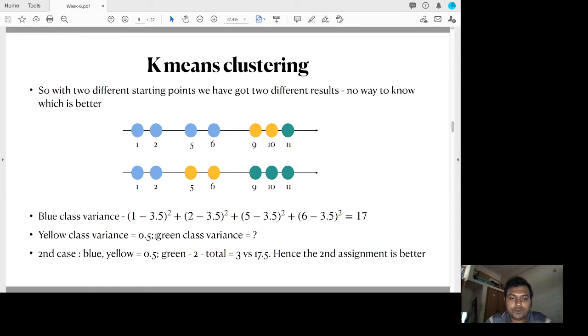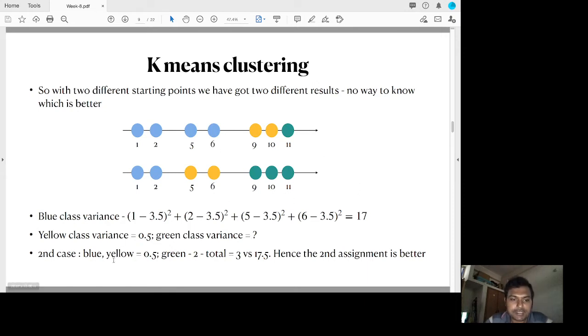Okay, so in this way, what will be the green class variance? Can somebody say? For the top diagram? 0. Correct. It will be 0 because there is only 1 point, so there will be no variance for the green class, and therefore the total variance on the first diagram is 17 plus 0.5 plus 0, which is 17.5. That is the value that you have got.